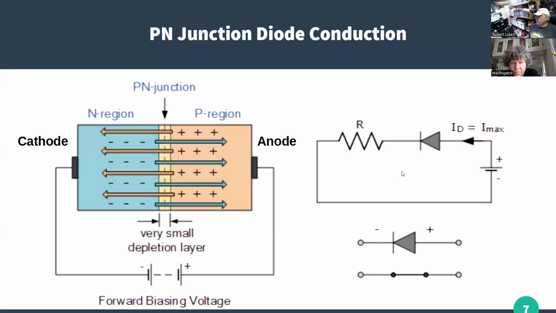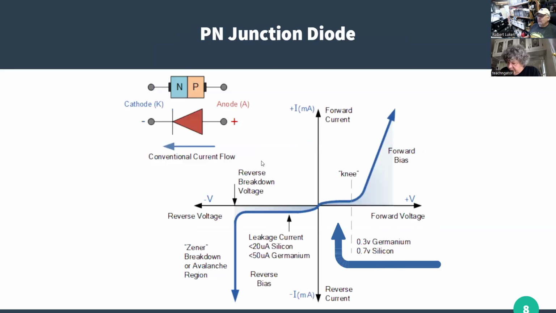The schematic symbol we use is this triangle with a bar. That vertical bar represents the cathode, or the stripe that we'll see on it. And the triangle is showing the way current would flow from positive to negative. Any questions on those? I don't think so. The important things are the anode and the cathode.